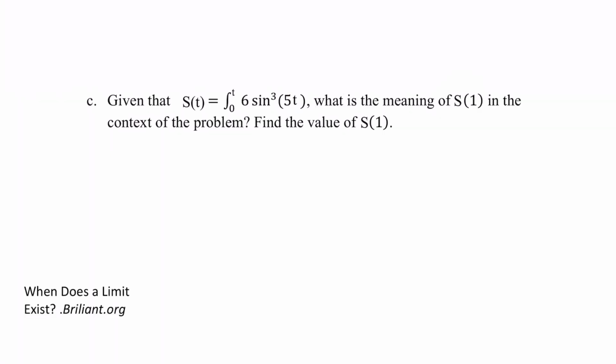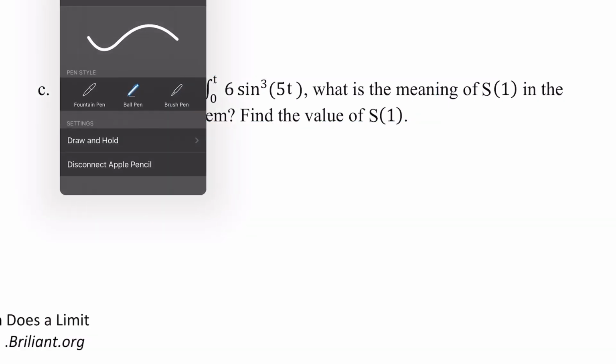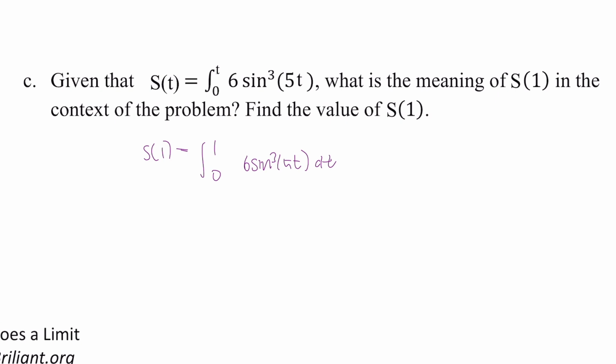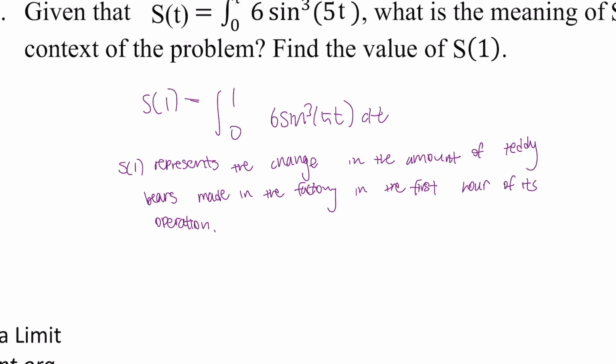It says, given that s of t equals the integral from 0 to t of 6 sine to the third 5t, what's the meaning of s of 1 in the context of the problem? Find the value of s of 1. Okay, so if we plug in 1, it's going to be the integral from 0 to 1 of 6 sine to the third 5t dt. To find the value of s of 1, we have to use trig integration techniques.